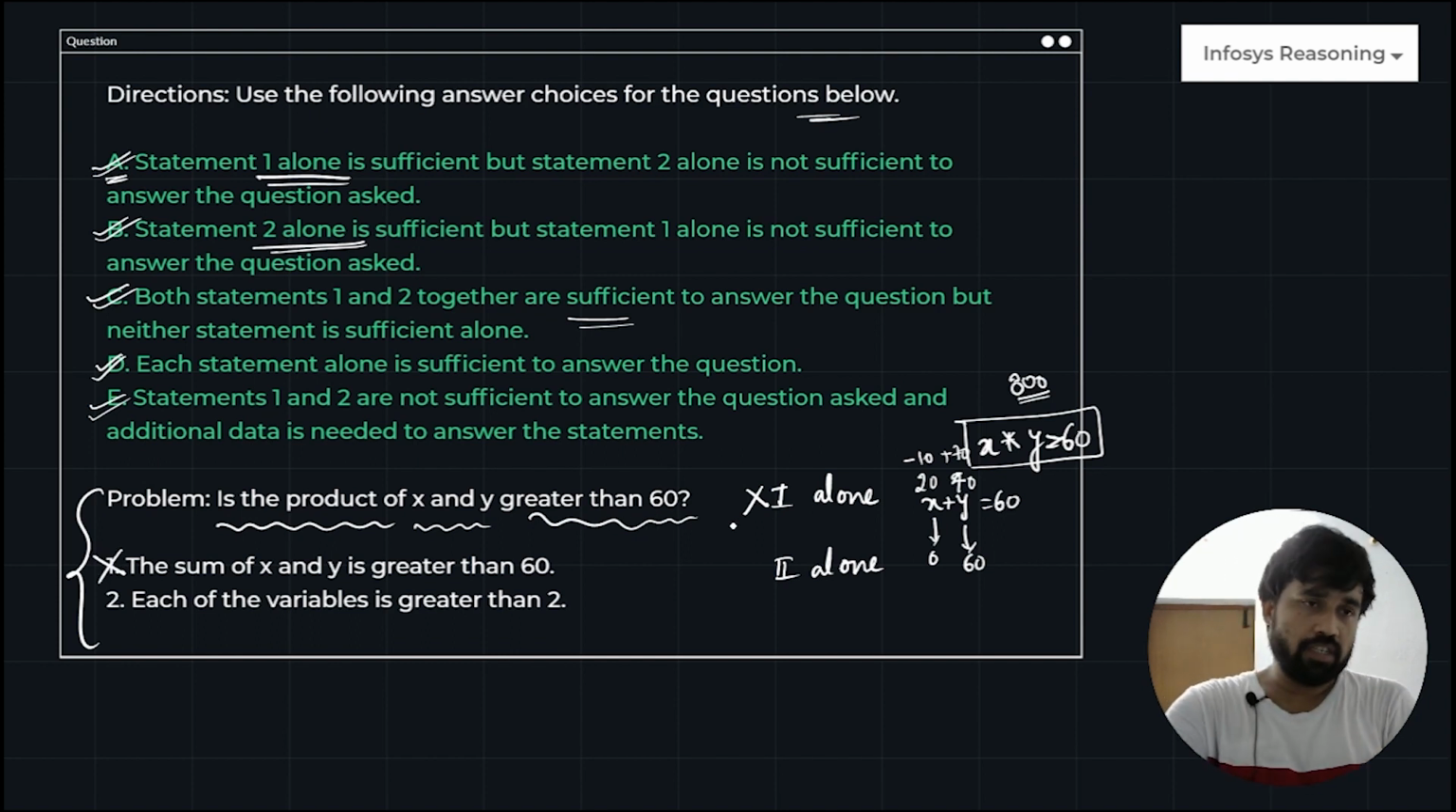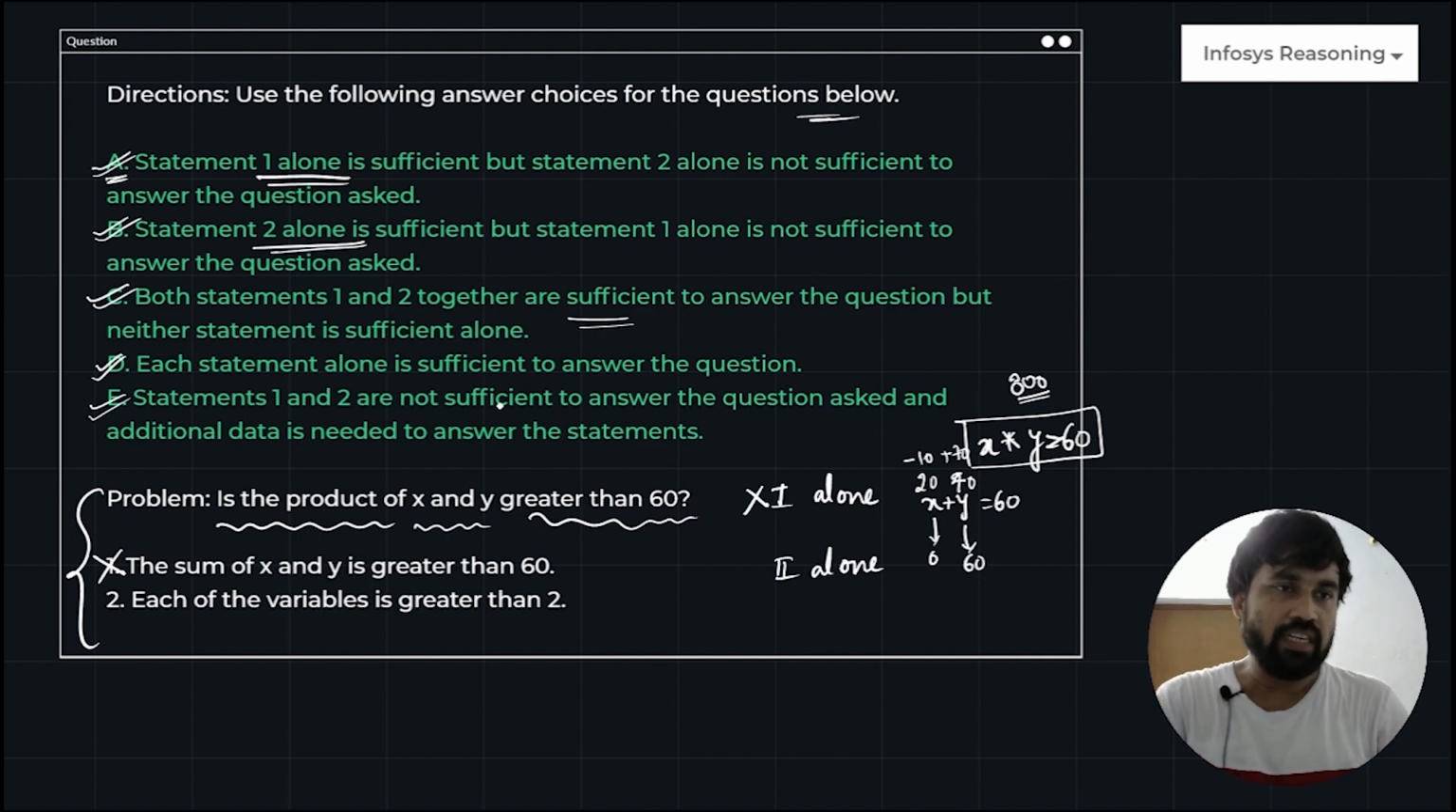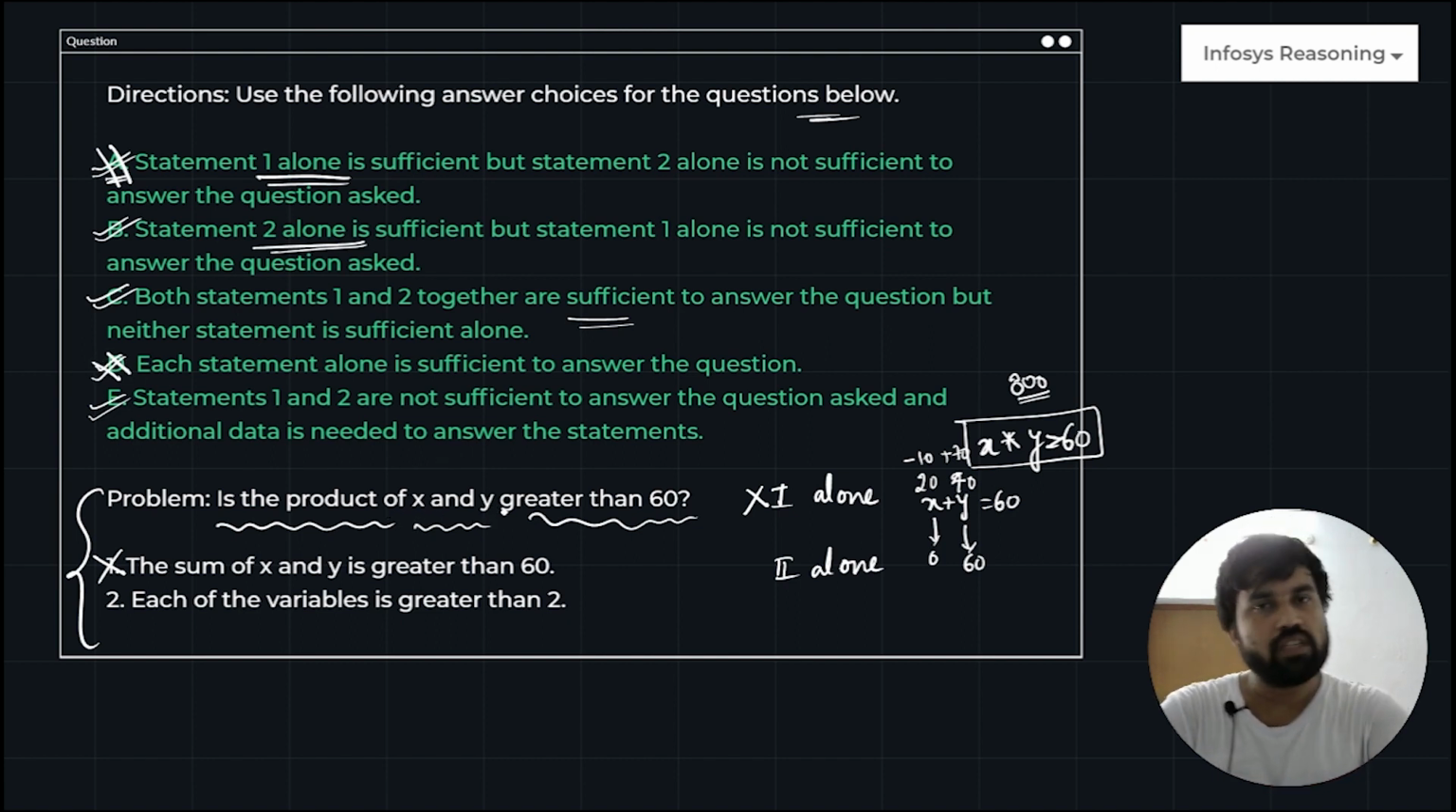Whenever alone is not sufficient, guys, immediately we can eliminate two options according to our flow diagram. That is, option A got eliminated. Why? Because statement one alone is not sufficient. Whenever statement one is not alone sufficient, we can't go for the either or case. So two options got eliminated. Next, check for the second statement alone. Based on that, we will come to the answer.